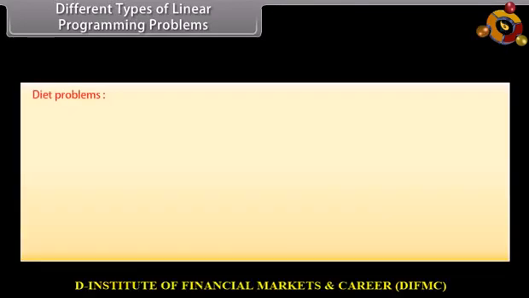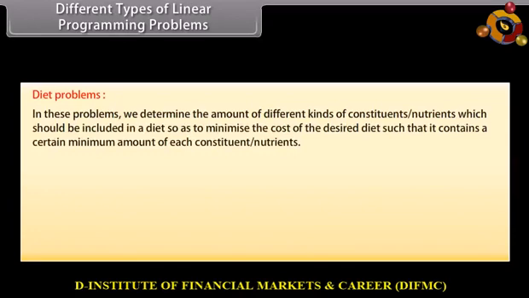Diet problems. In these problems, we determine the amount of different kinds of constituents or nutrients which should be included in a diet so as to minimize the cost of the desired diet, such that it contains a certain minimum amount of each constituent nutrient.